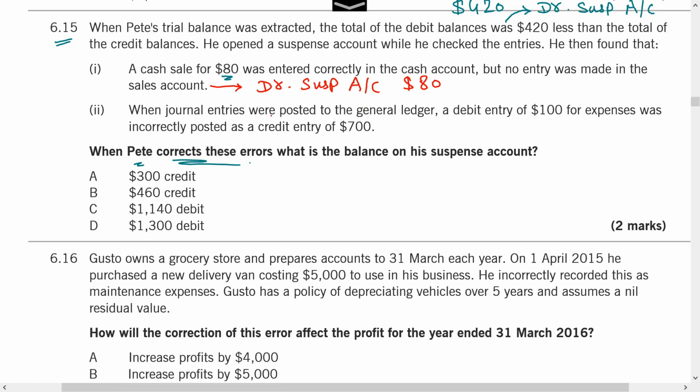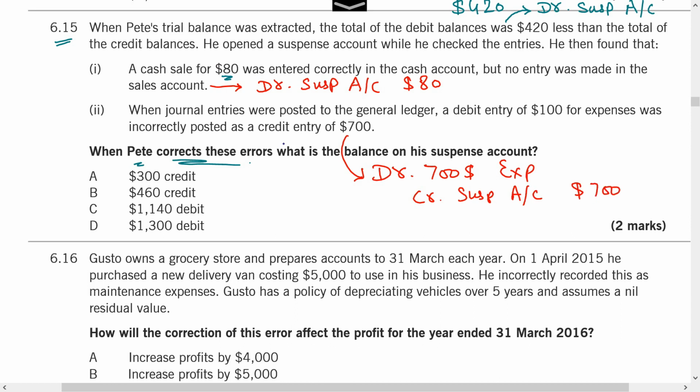When journal entries were posted to the ledger, a debit entry of 100 for expenses was incorrectly posted as a credit entry of $700. So that means because we have credited this expense account by $700 by mistake, we are going to debit this $700 expense and we will credit our suspense account by $700.